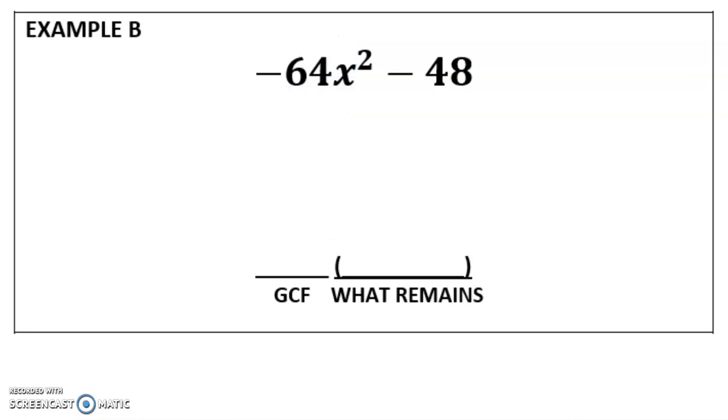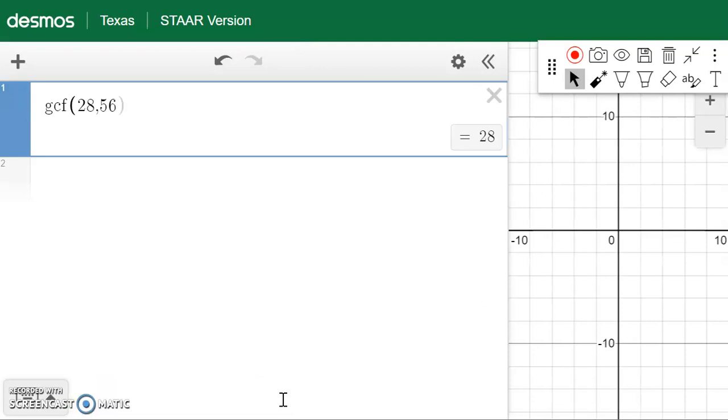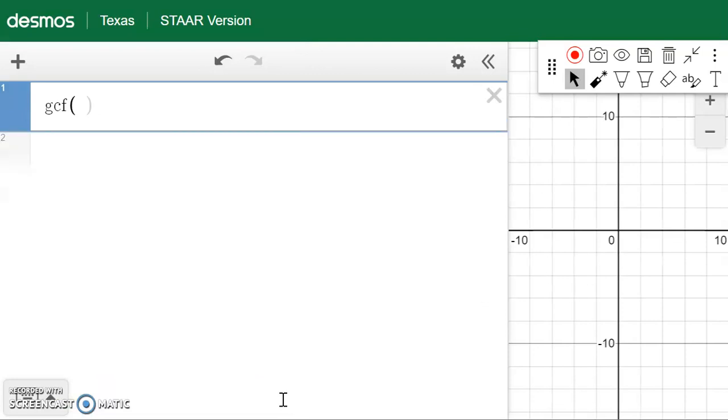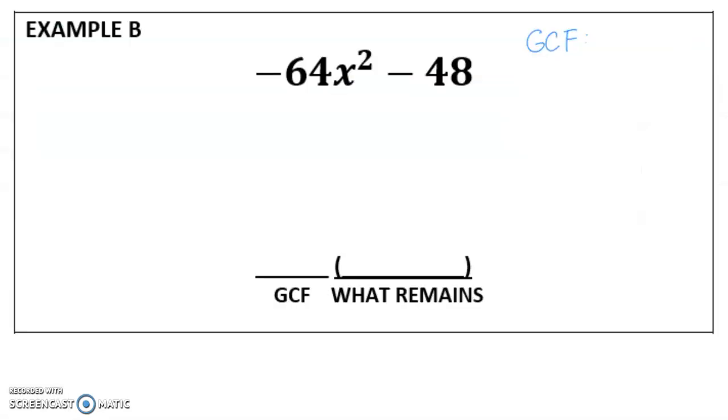Negative 64x squared minus 48. So I need to find my greatest common factor first. So I'll go into Desmos again. So we have 64 comma 48. So 16 is my greatest common factor. Okay, that's the largest number that divides evenly into 64 and 48. Okay, there's only an x on one of the terms, so x isn't part of my greatest common factor.